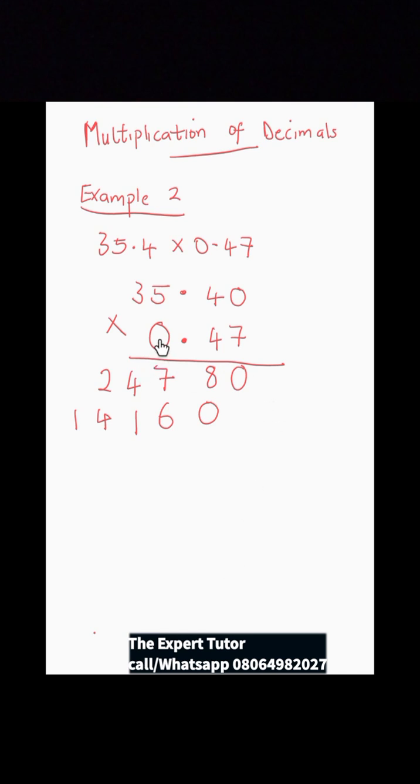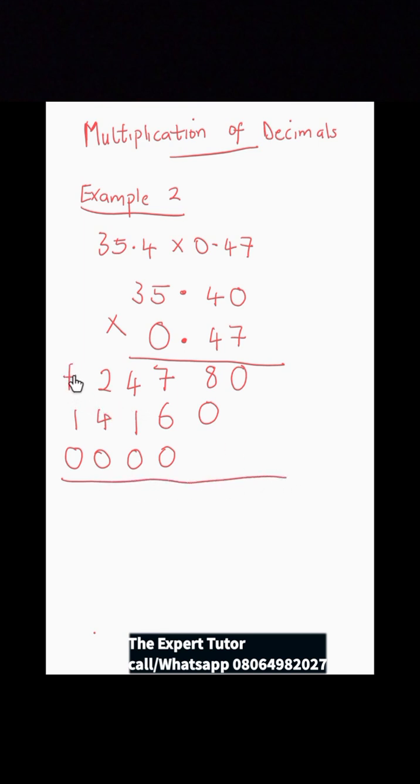Okay, now 0 times 0, I'll write it here, gives me 0. 0 times 4 gives me 0. 0 times 5 gives me 0. 0 times 3 gives me another 0. So I am done with the multiplication.